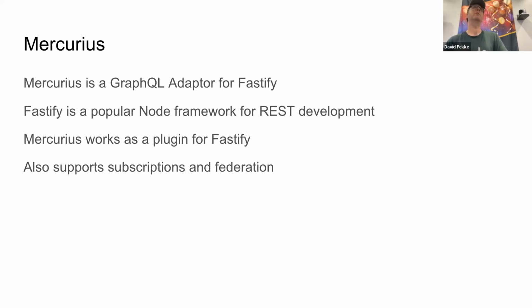But I don't think Apollo works with the current iteration of Fastify. But there is a plugin for Fastify called Mercurius. I used Mercurius for adding a GraphQL endpoint to my existing Fastify services. Like I was saying before, it just works as a plugin for Fastify. It also supports a lot of the other advanced features that you might be used to with Apollo, like federation. It also supports subscriptions.